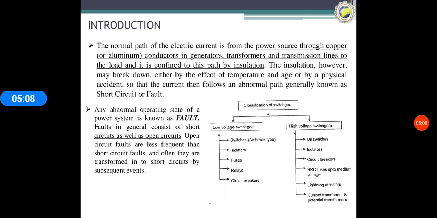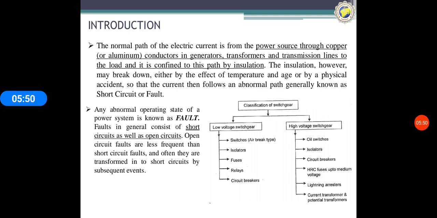Now, basically, the transmission system carries power from the source through the conductors in the generator, transformer, and transmission line to the load, and it is confined to this path by the insulator. The insulator, however, may break down either through the effect of temperature and age or by physical accident, so that the current then follows an abnormal path, generally known as a short circuit or fault condition.